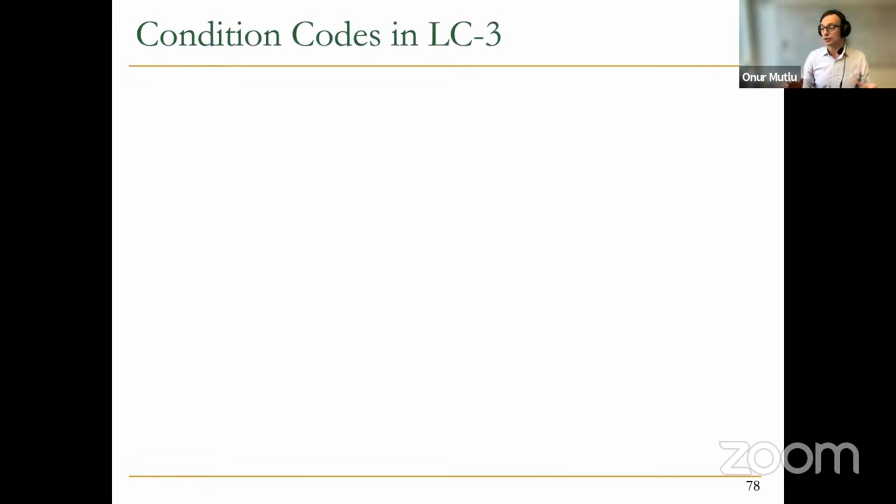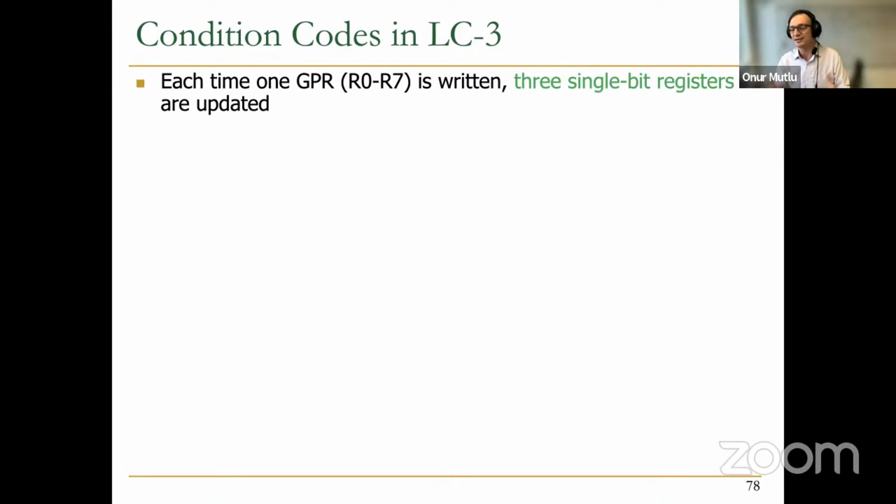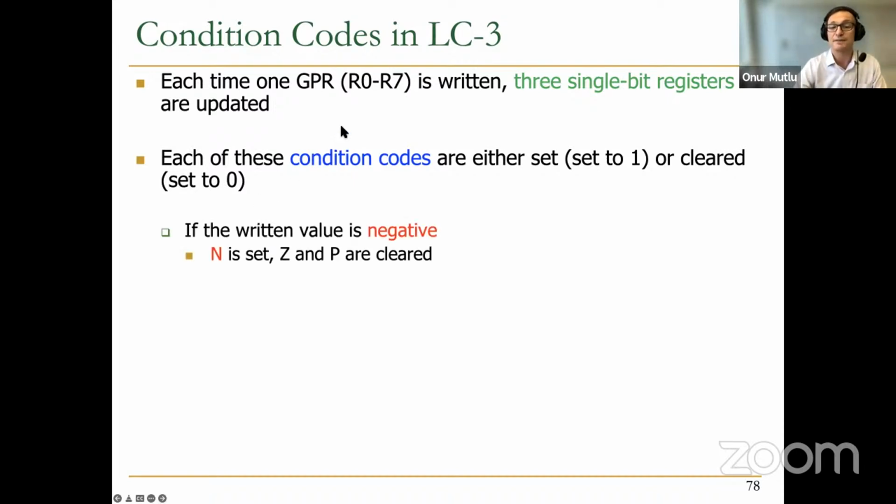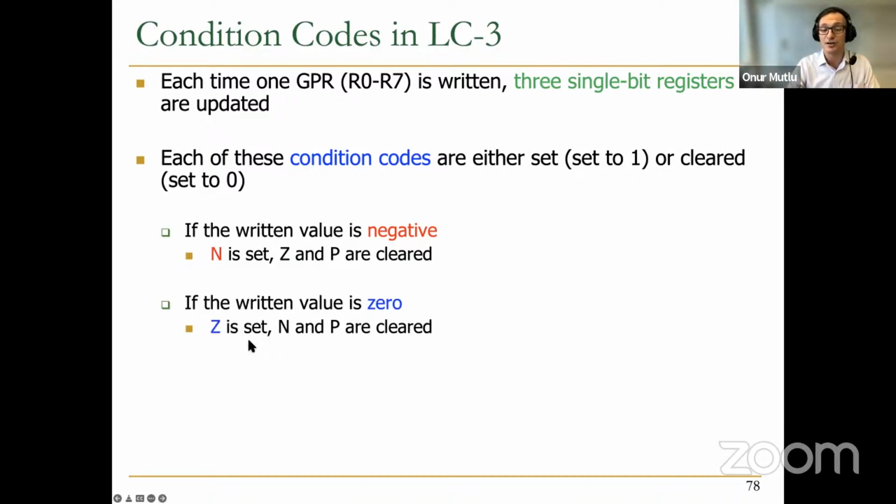So LC3 contains what is called condition codes. This is very similar to x86, actually. You have these condition codes that are set by operate instructions. In LC3, actually, it's more general. Each time an instruction writes to a general purpose register, 3 single-bit registers are updated, depending on the value that's written to the general purpose register. Basically, each of these condition codes is either set to 1 or cleared, meaning set to 0. So what are those? If the value that's written to the general purpose register is negative, the N condition code is set, Z and P are cleared, indicating that the last value that was written to a general purpose register is negative. If the written value is 0, then Z is set and N and P are cleared, indicating that the value that was written was 0.